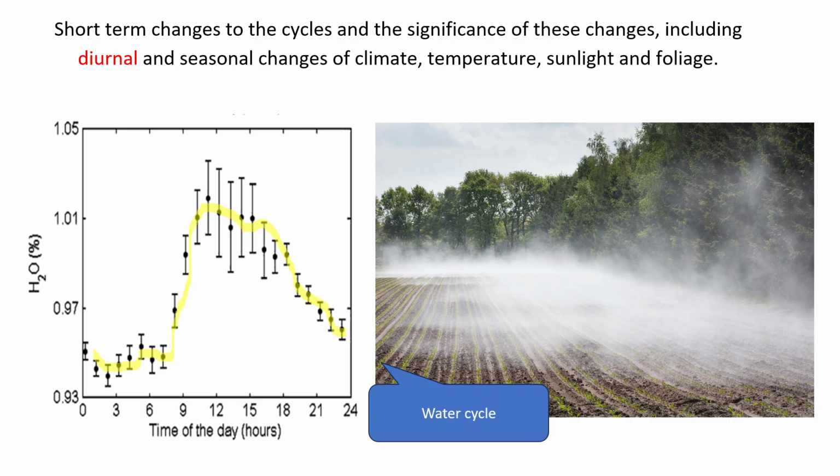So very early in the morning when we're all asleep, we have very little moisture in the atmosphere, very little evaporation. But when the sun comes up and it is our daytime, that evaporation increases. So we have more water vapor in the atmosphere. And then as we go into our evening, it decreases.